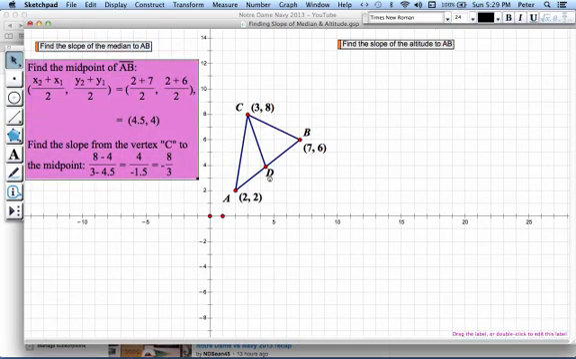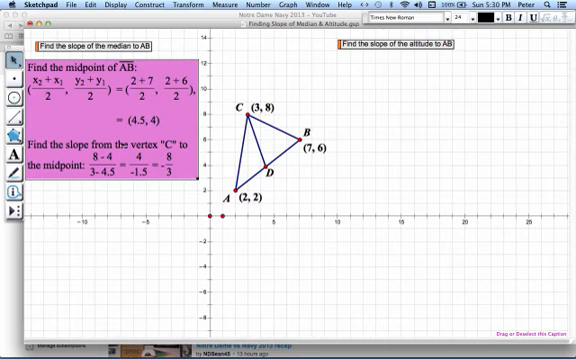So if we found the midpoint, and let's call it point D, we find that using the midpoint formula, which is the average of the x values and the average of the y values. So I'll add 2 plus 7, because those are the x values of A and B, and divide it by 2. And I'll add the y values, 2 plus 6, also divided by 2. And that gives me my midpoint of 4.5, 4.